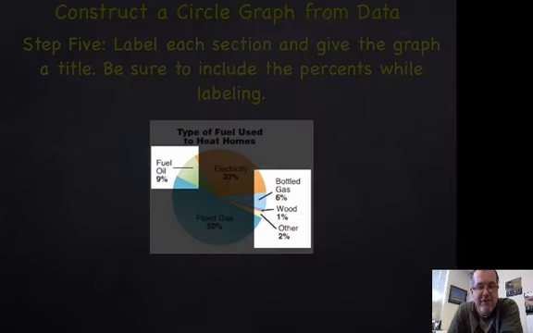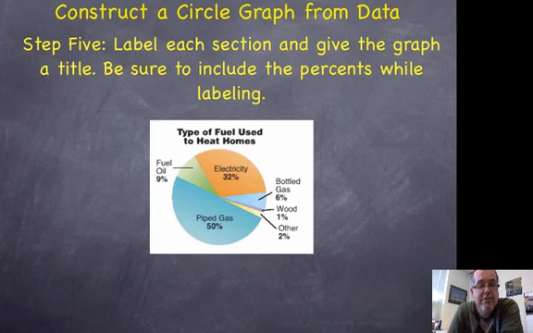But we have several in this particular graph where the wedges, or pieces of the pie, if you will, aren't going to be big enough to do that writing. So we draw a line and then we do the labeling on the outside of the circle, such as we did with fuel oil at 9%, bottled gas at 6%, wood at 1%, and other at 2%. All right, so what we've basically accomplished here is we've learned how to construct a circle graph using data from a table.